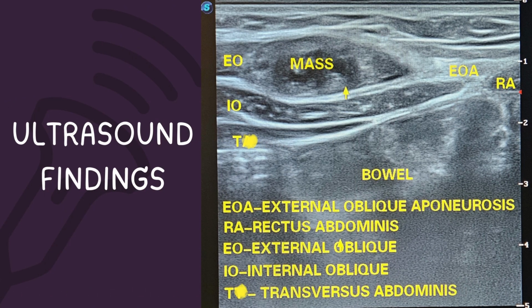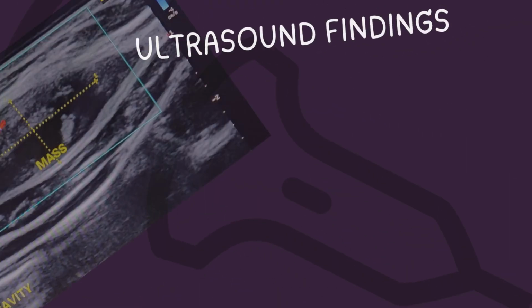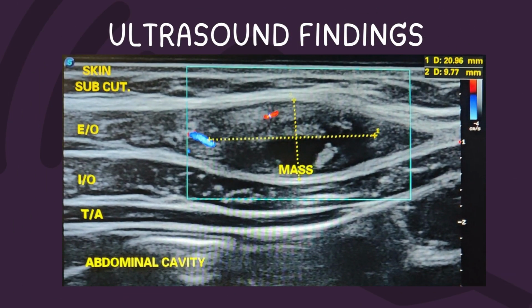What I found with the ultrasound, where this swelling was located, was this heterogeneous mass located at the anteromedial edge of the external oblique muscle. It didn't have any extensions into the internal oblique or transversus abdominis, as you can see from this image here. This mixed echogenic mass measured about 21 millimeters by 10 millimeters in two dimensions with a transverse section.